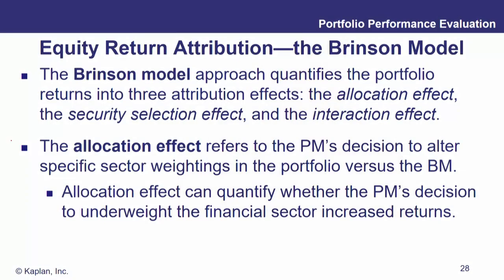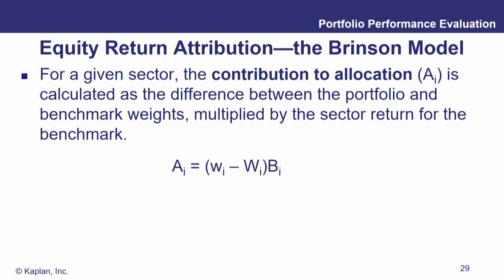Okay, so let's start with the allocation effect. The allocation effect, again, refers to the portfolio manager's decision to alter specific weightings versus, remember, the appropriate benchmark. So we want to know in this example, hey, the portfolio manager chose to underweight finance. Remember, finance in the portfolio was 0.20 versus the benchmark was 0.5 of the portfolio. Well, did it work out? Let's find out.